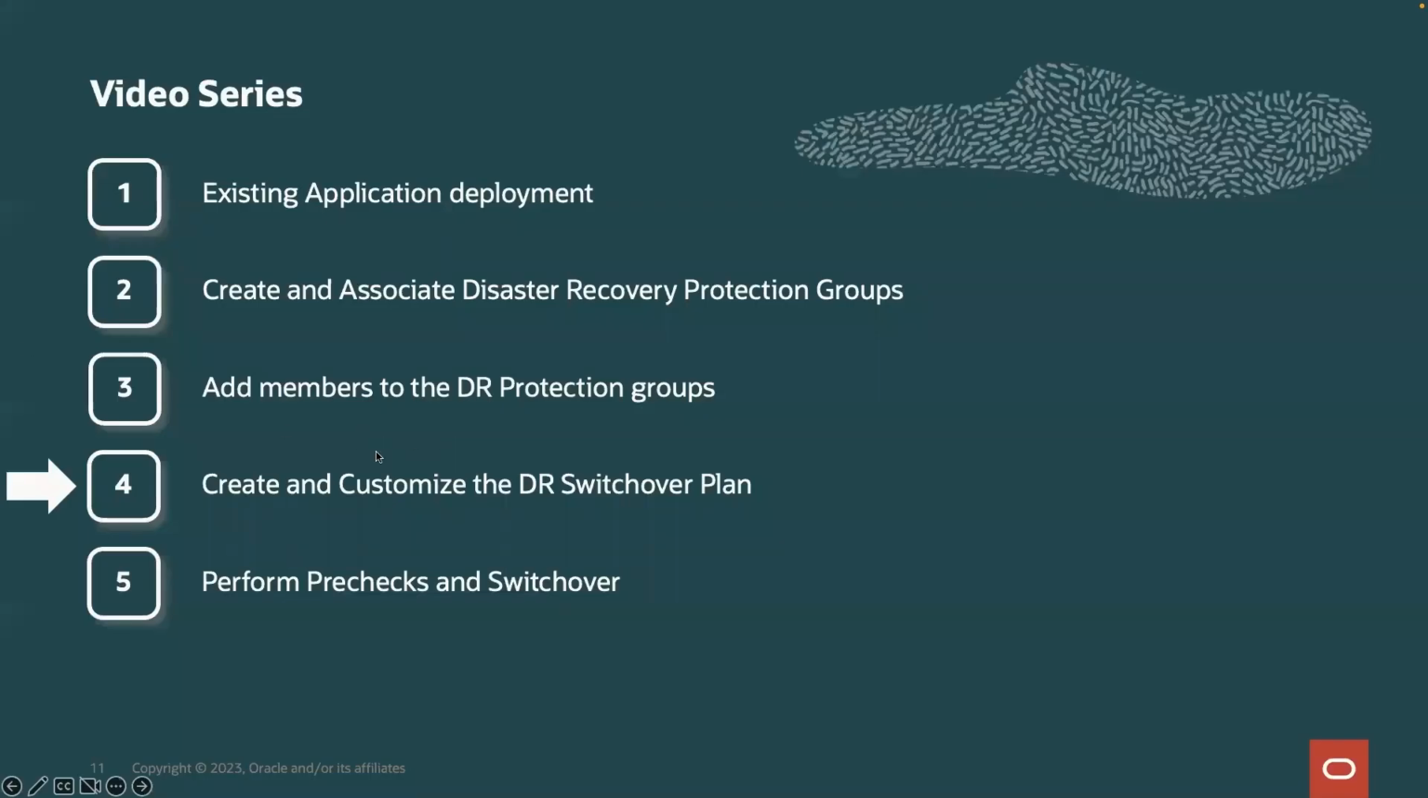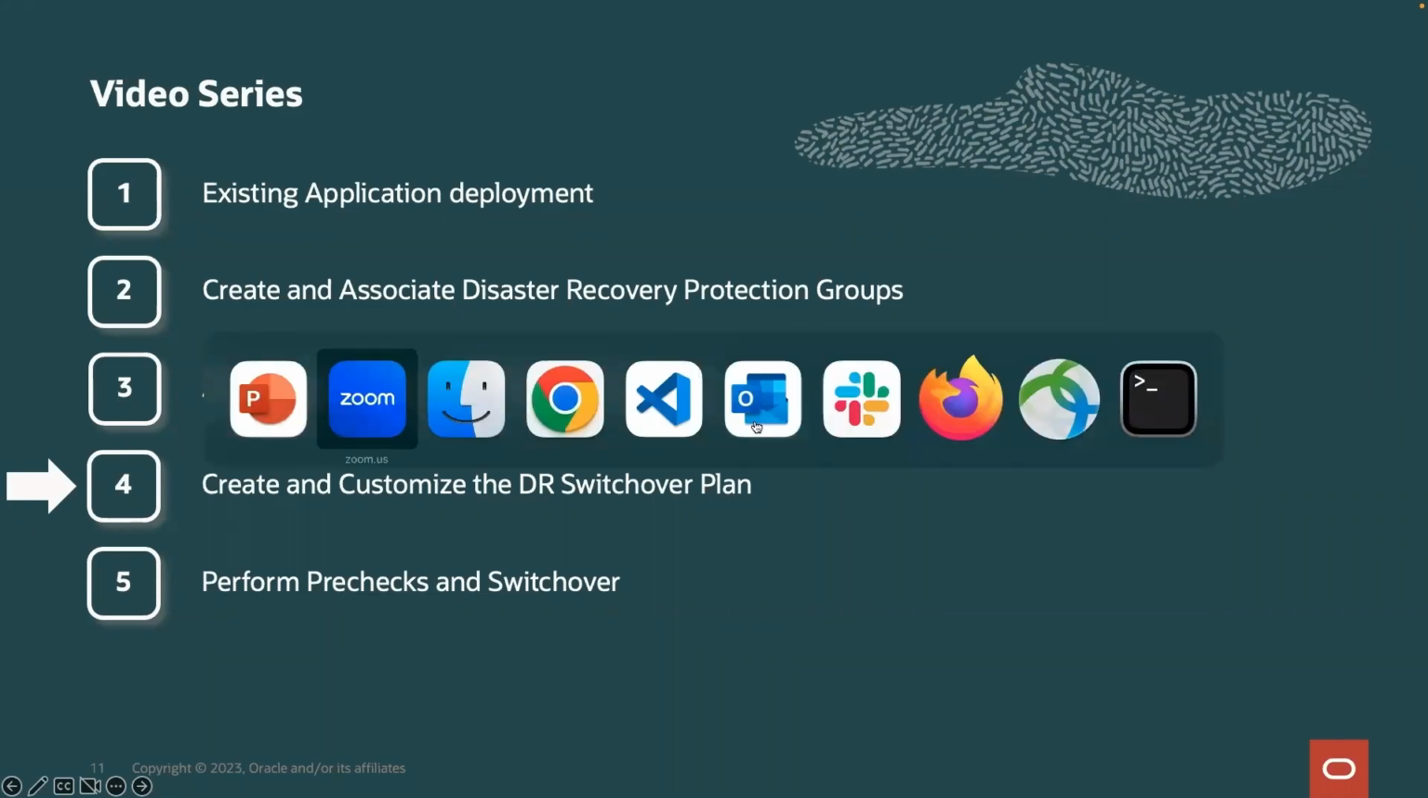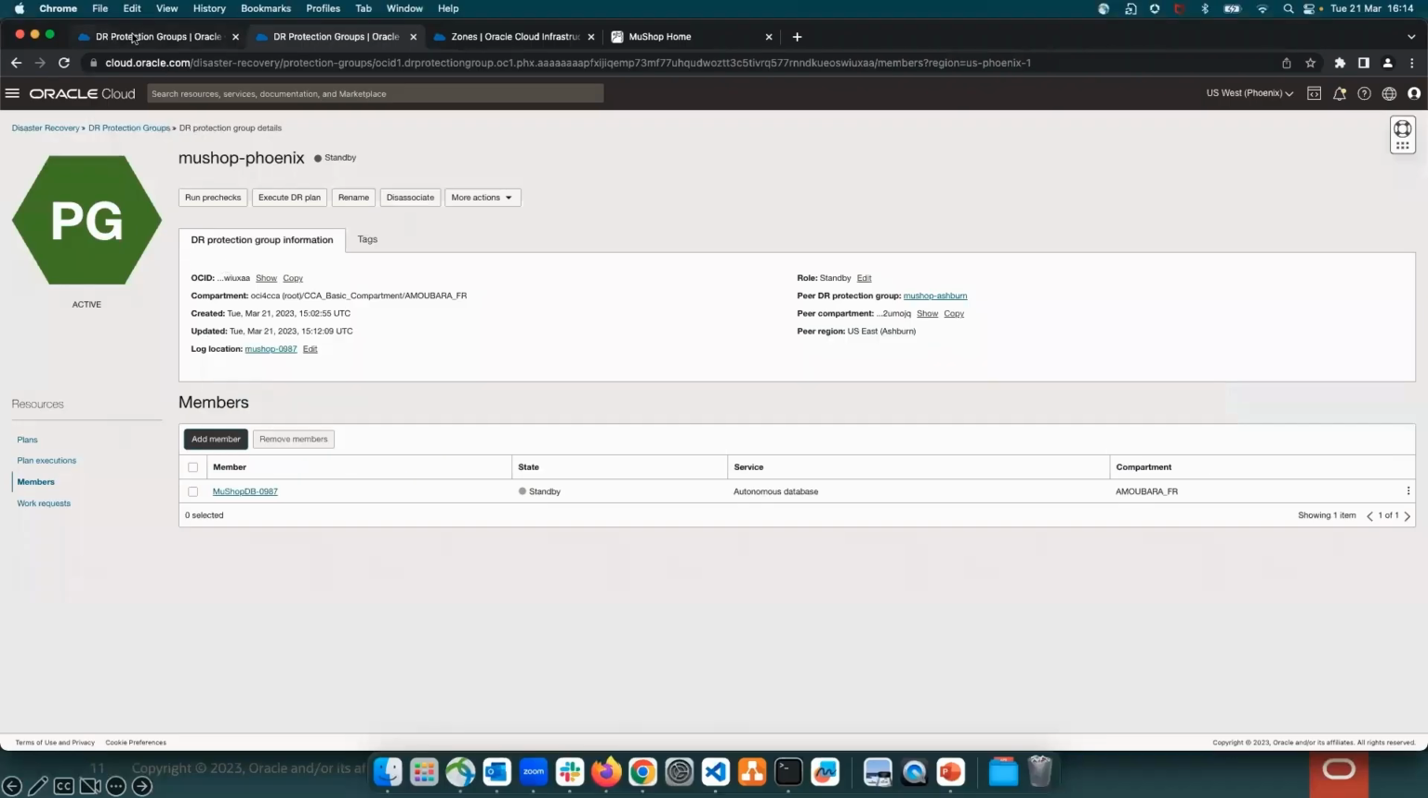Hi, in the previous video, we have seen how to add the members to the DR protection group on both regions. Now we are going to create and customize our DR switchover plan. So let's move to the OCI console. The DR switchover plan must always be added from the DR region. So here in our case, we are on the Phoenix region, and we have to create our plan.